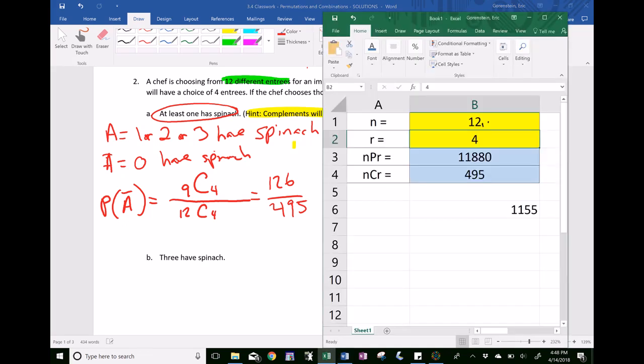And again, we could do our calculations in Excel. Equal 126 divided by 495. Let's round this to 3 decimal places, 0.255. This is the probability that our event does not happen. If we take 1 minus this number, this should be the probability that our event does happen. So P of not A is 0.255.